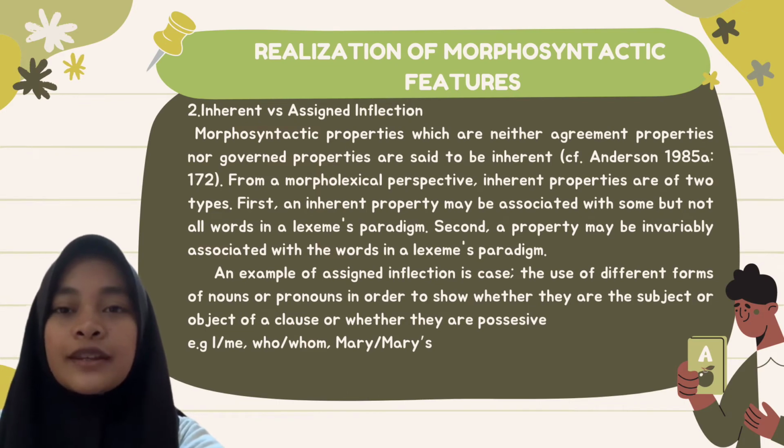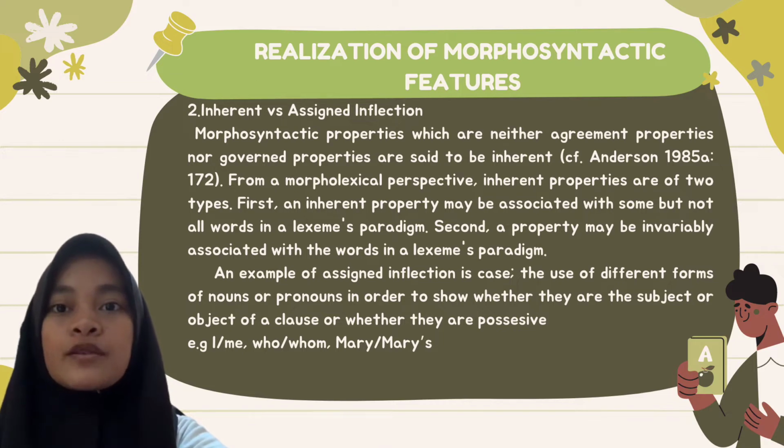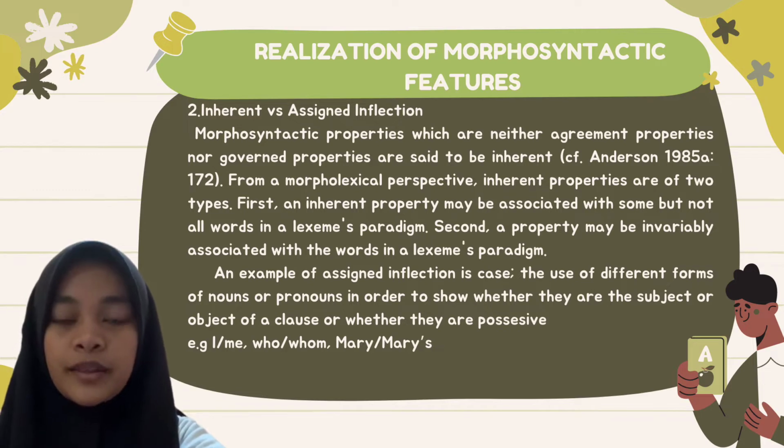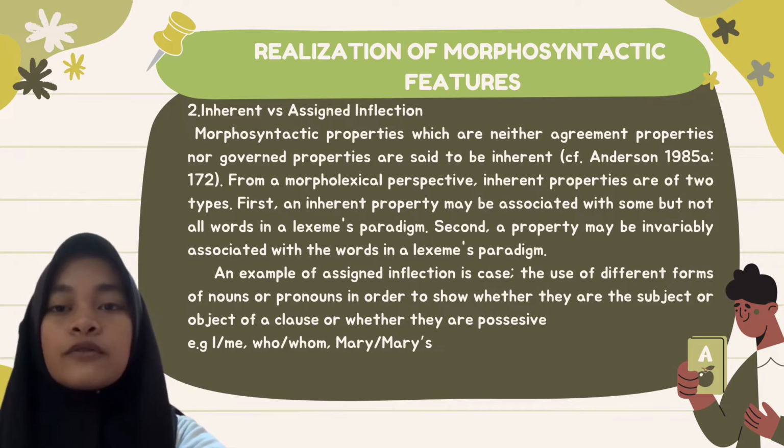Realization of morphosyntactic features, number 2: inherent versus assigned. Inflectional morphosyntactic properties which are neither agreement properties nor governed properties are said to be inherent, per Anderson, 1985. From a morphological perspective, inherent properties are of two types. First, an inherent property may be associated with some but not all words in a lexeme's paradigm. Second, a property may be invariably associated with the words in a lexeme's paradigm.